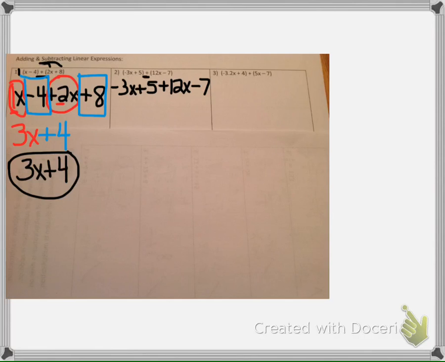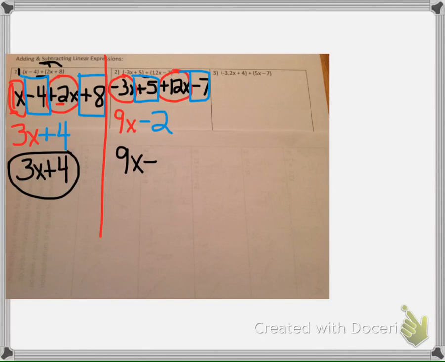Okay, now I'm going to combine my like terms, and my like terms would be negative 3x, I'm just going to draw a line here, and a positive 12x. Okay, you have different signs, subtract. 12 minus 3 is 9x. And then I'm going to combine my positive 5 and a negative 7. Again, you have different signs, subtract. 7 minus 5 is 2, and it's a negative 2 because 7's your larger number. So my final answer is 9x minus 2.